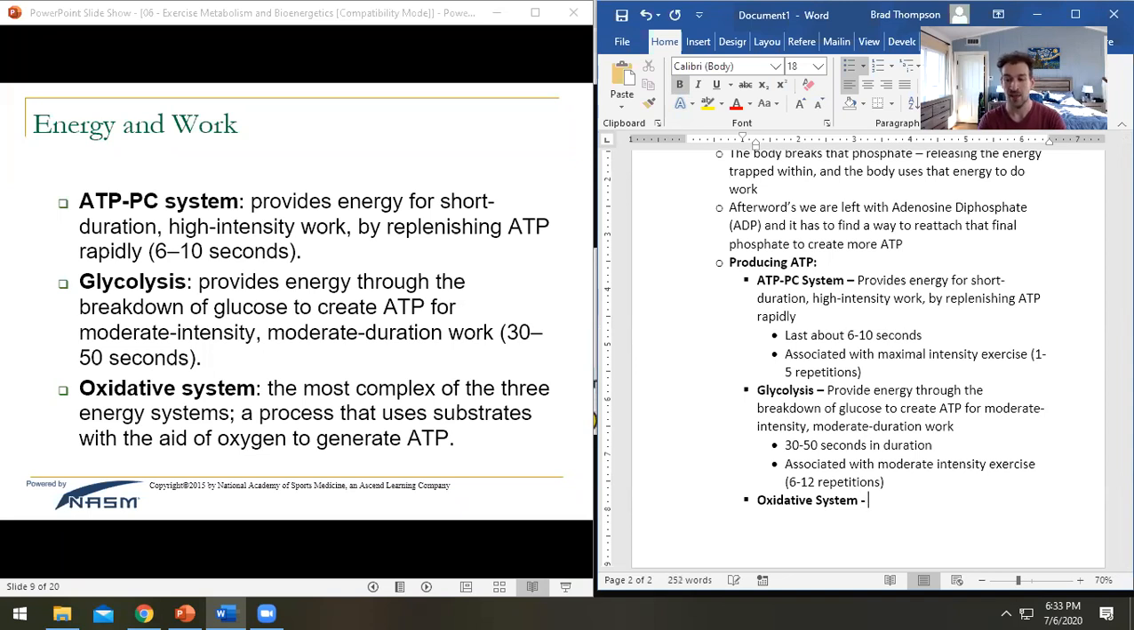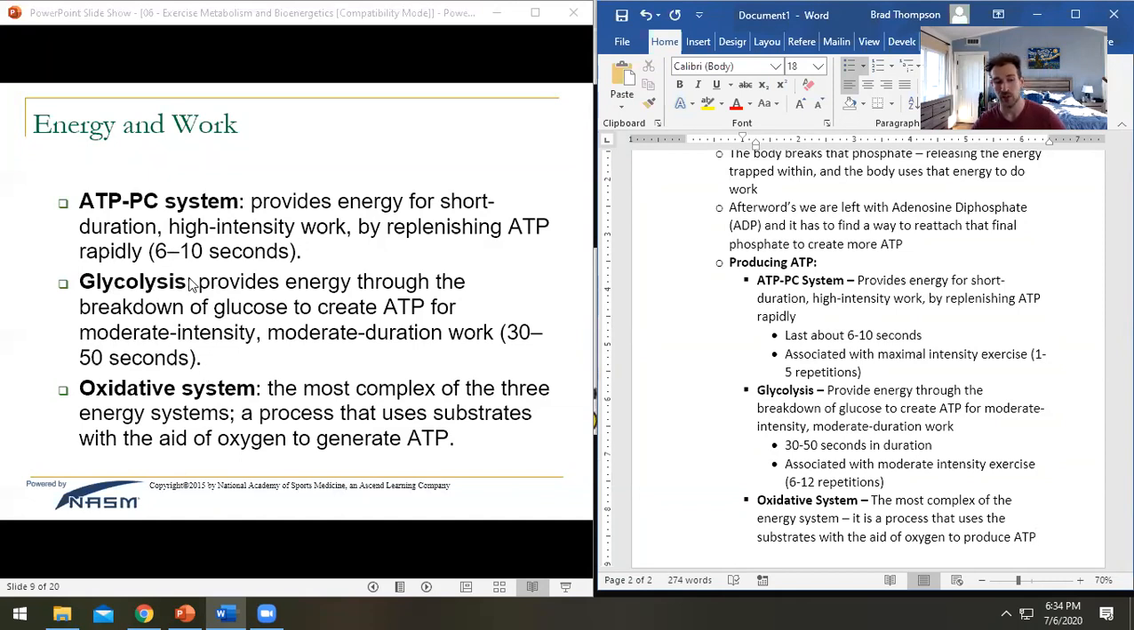Oxidative system. This is going to be the most complex of the energy systems. And it's complex because it is a process that uses the substrates with the aid of oxygen to produce ATP. You have to rely on both the Krebs cycle and the electron transport chain to produce ATP. Those two rely on the byproducts from your previous energy system in order to happen. And that's pretty complex, right?